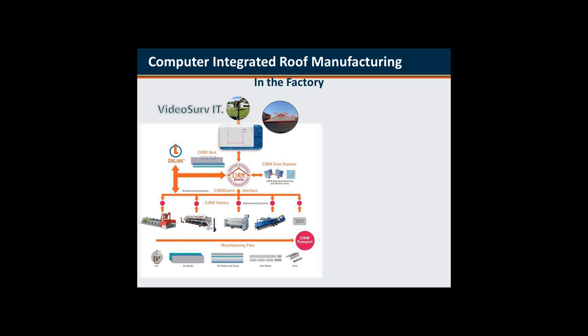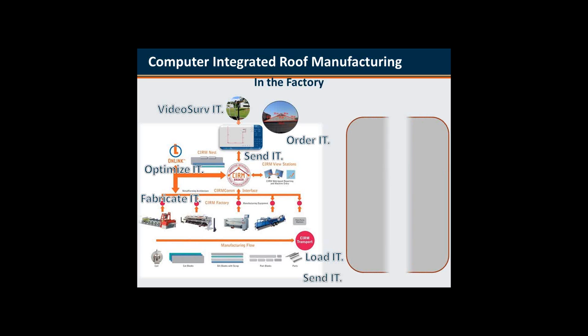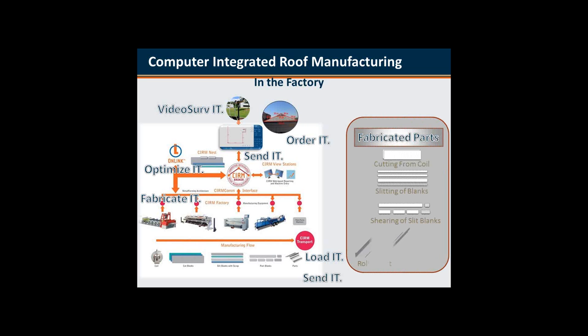So some of the processes: video, serve, you go through and order it, send it, optimize it, some of the things I've already talked about, fabricate it, and load it and send it. Some of the different parts of fabrication that this technology could use are a slitting and cutting process, the shearing, of course roll forming and angled cutting, and some of the trim parts, all the different pieces and parts that make up a roof. And we did see that the technology fit very well with the roof, and that's why we picked this industry first.